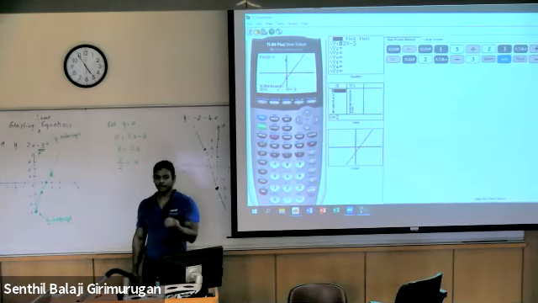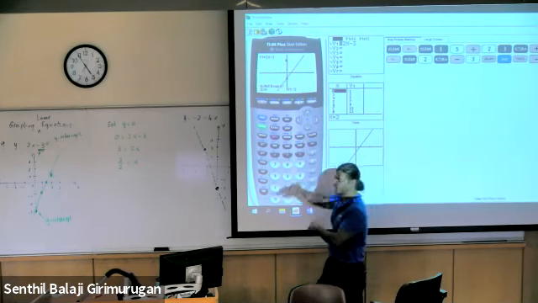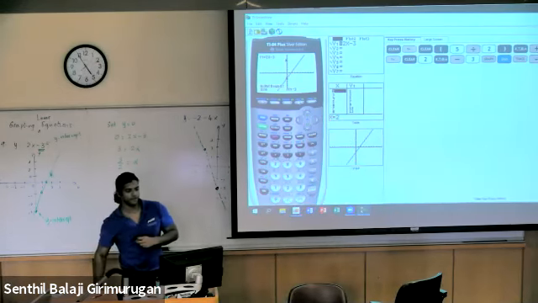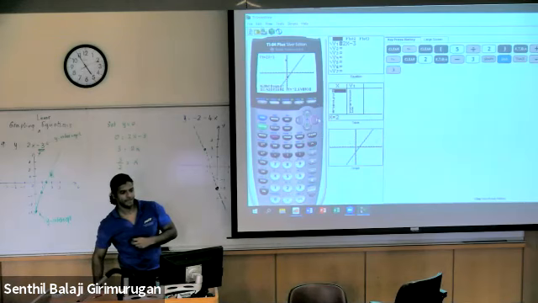And now it wants to know the right bound. So you just have to cross over and go to the right side of 0. You can use the arrow key and slowly move up, up, up, up.